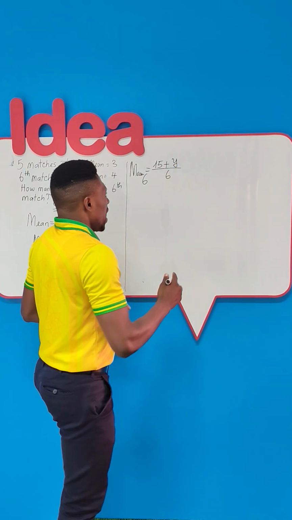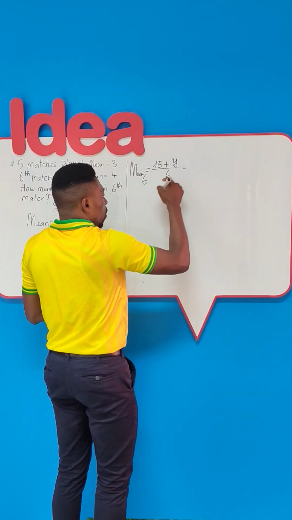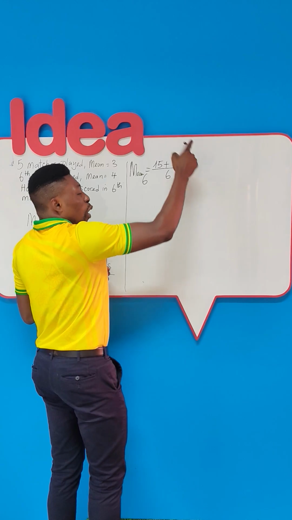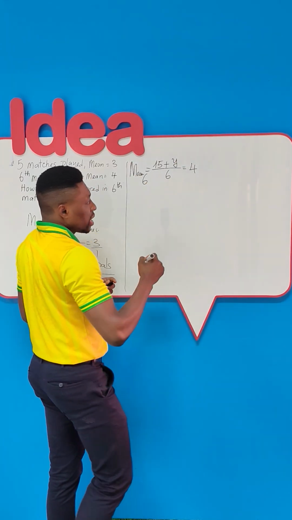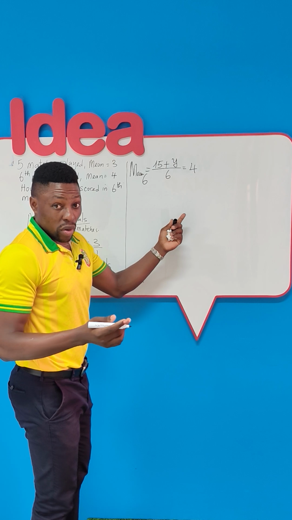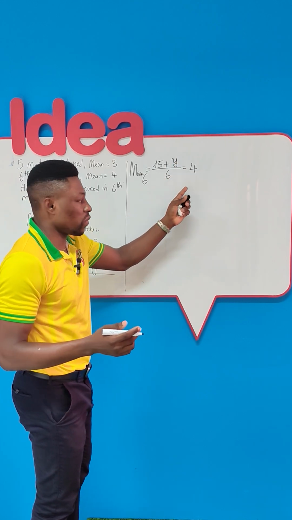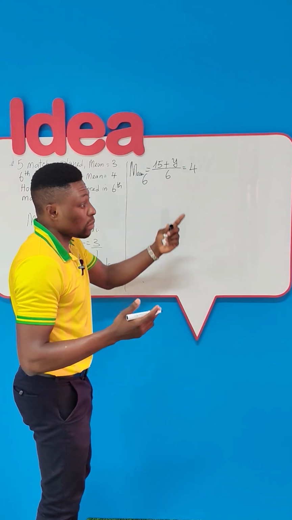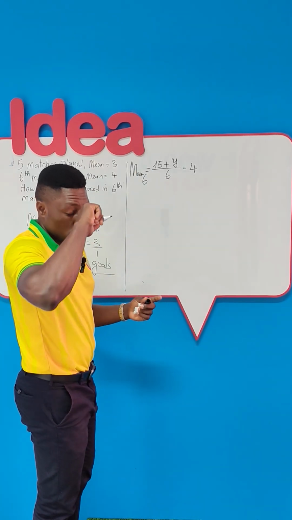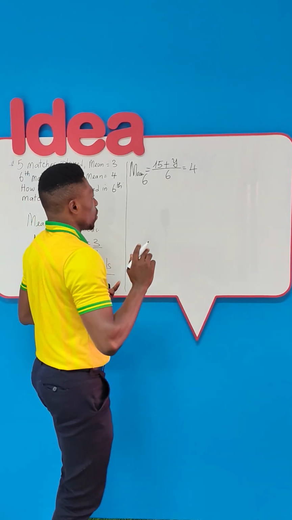And they said that after computing the mean for the number of goals scored for all the 6 matches, the answer was 4. So we are almost done. All we have to do now is to make y the subject of this formula. For those of you who still have problems making a variable the subject, you can go to my YouTube channel or contact me personally, and I'm going to have a precise session for you.